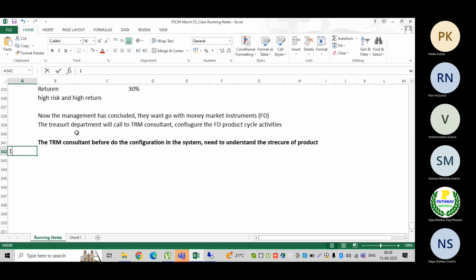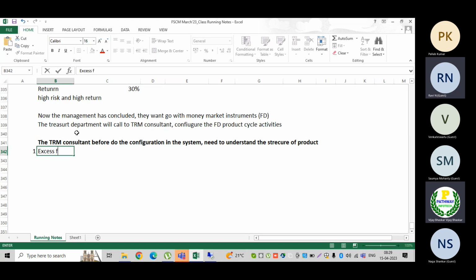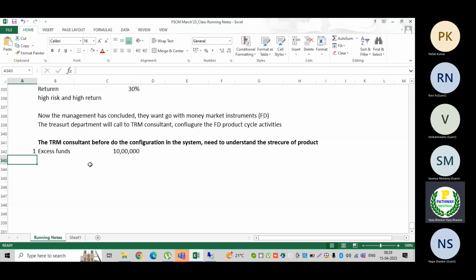Now let us take it: how much excess funds do we have? One million excess funds. Exactly. So we have 10 lakhs as an excess amount.